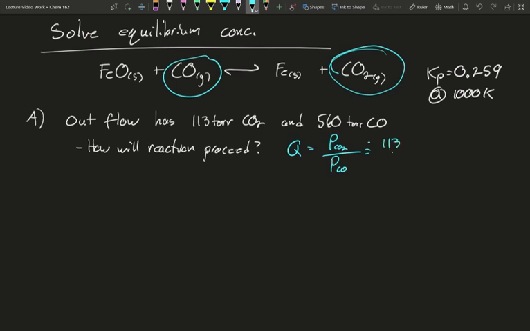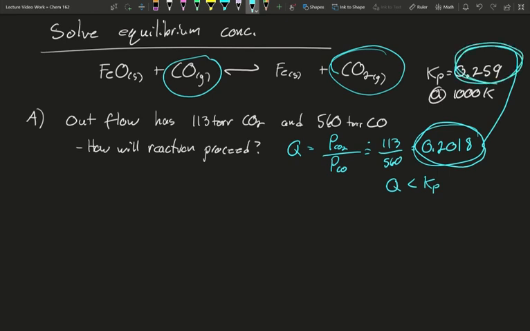CO2 was 113. CO was 560. Remember that technically we use our activities here in our Q values, so these pressures would be divided by the standard state, so they've lost their units. 113 divided by 560, we'll find a Q value of 0.2018. Well, that means our Q is presently less than our Kp. So 0.20 is less than 0.26.